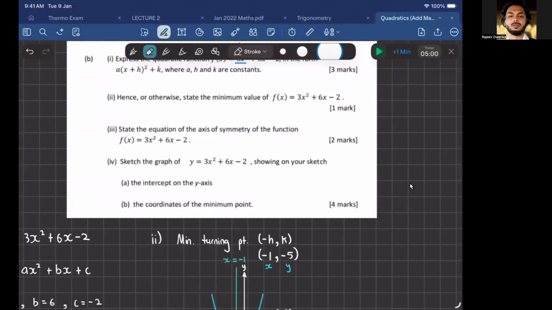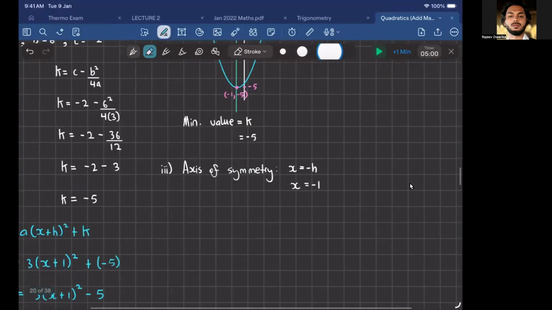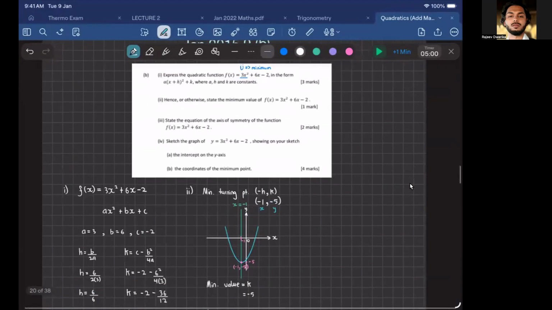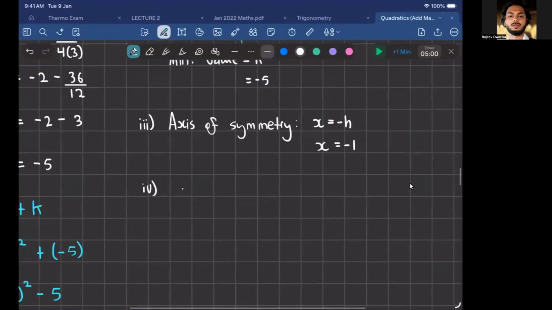Part 4, sketch the graph of y is equal to 3x squared plus 6x minus 2, showing on your graph the intercept on the y-axis and the coordinates of the minimum point. All right. So Serena, I want you to help me with this question. They want us to figure out the intercept on the y-axis.